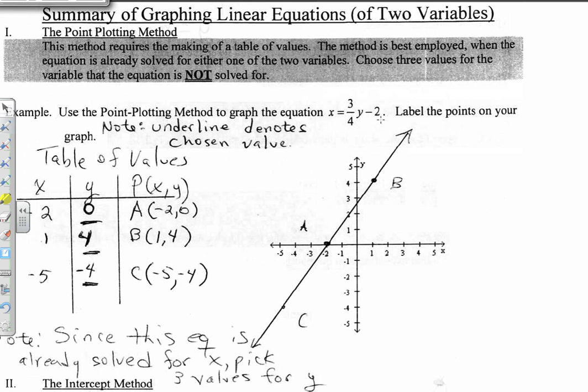Okay, in today's lecture, we're going to start on something entirely different from what we've been doing this whole past week. We're going to start graphing linear equations that contain two variables. A couple of things I want to tell you before you actually start getting into the video here.